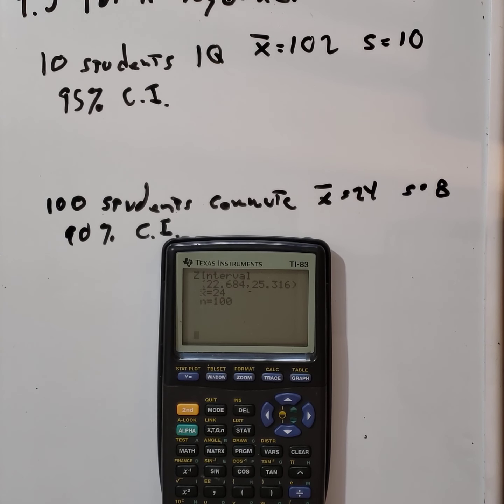A second one. We go to Subway and we measure 25 foot-long subs. Our average length for the sample is 11.9 inches. The standard deviation is 0.15 inches. We want a 99% confidence interval. Again, that's 25 foot-long subs, the average length is 11.9, the standard deviation is 0.15, and we want 99% confidence. You'll get between 11.823 and 11.977.